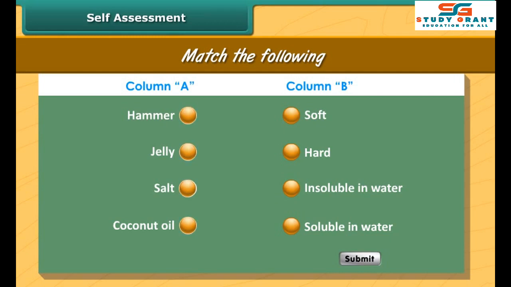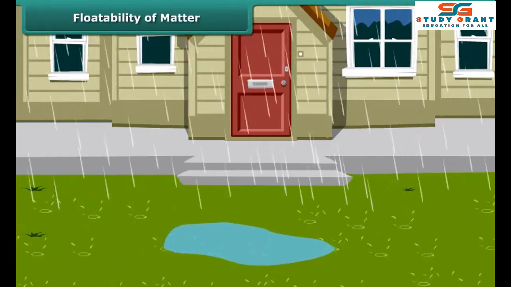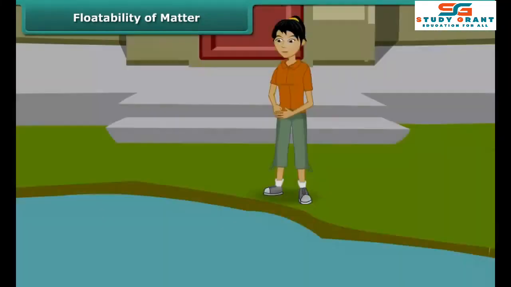The stone sinks because it's heavy. The leaf remains afloat because it is light. Thus, objects can be classified on the basis of their floatability in water.